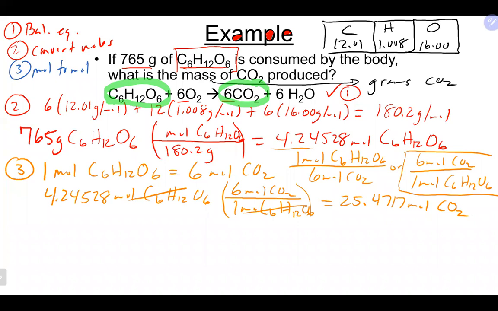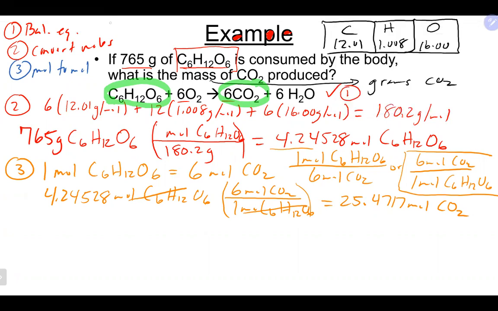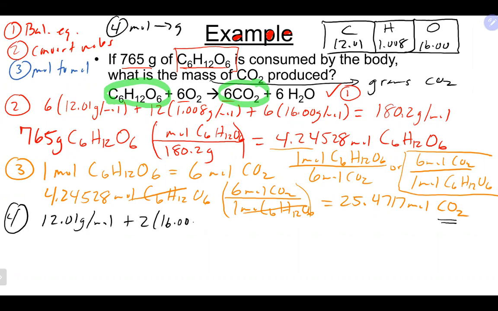We are looking for grams, which means we do need to do the fourth step, which is now going to take our moles back to grams. So the fourth step here, we're going from moles to grams. We once again need now the molar mass of CO2. So the molar mass of CO2 is 1 carbon and 2 oxygens, each at 16 from the periodic table, gives us 44.01 grams per mole as the molar mass of CO2.